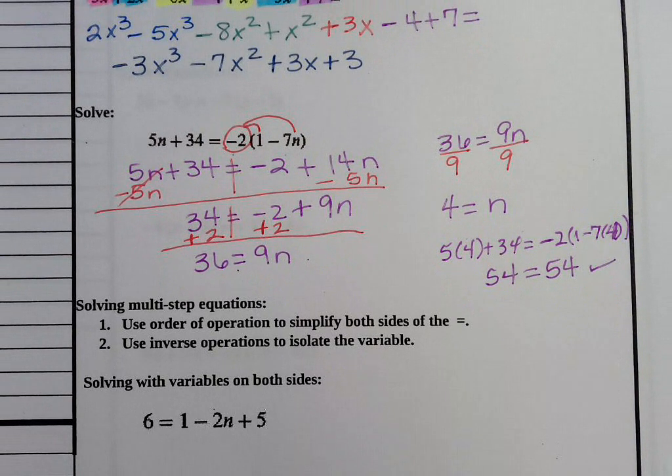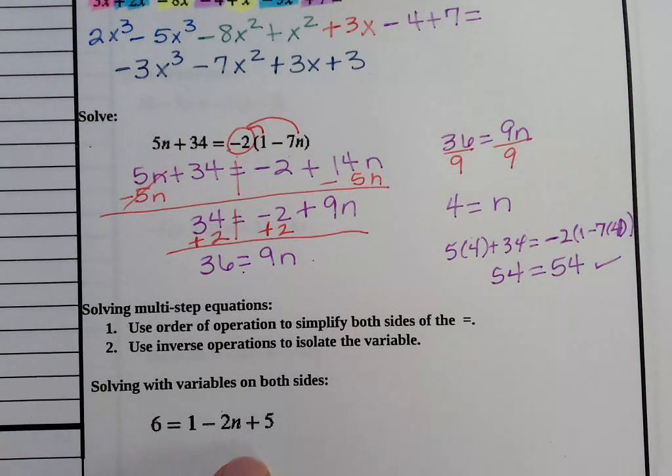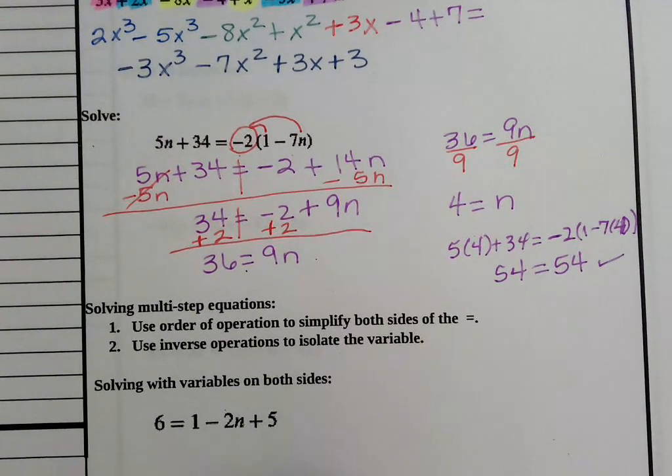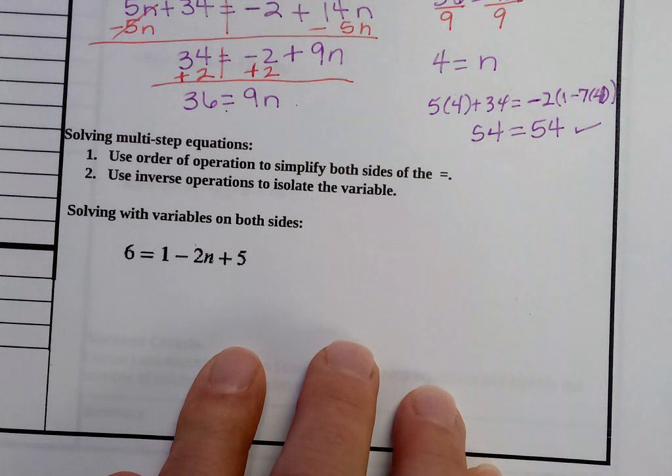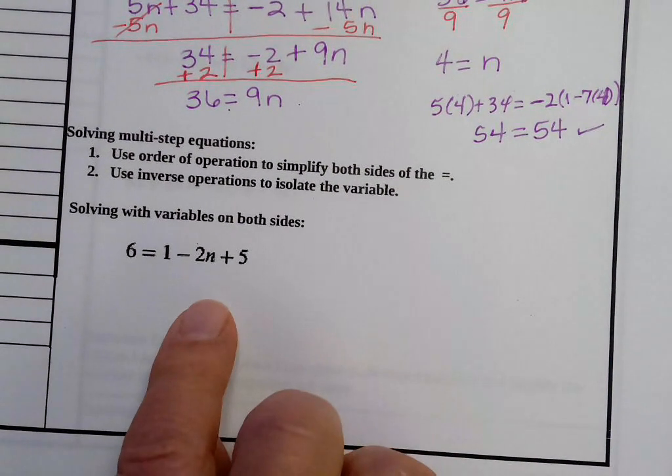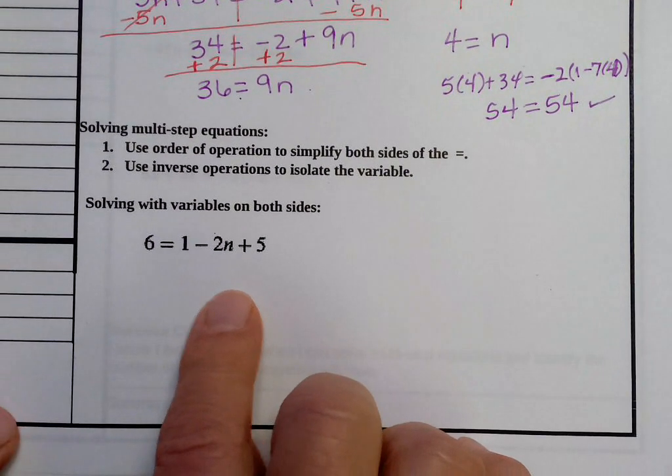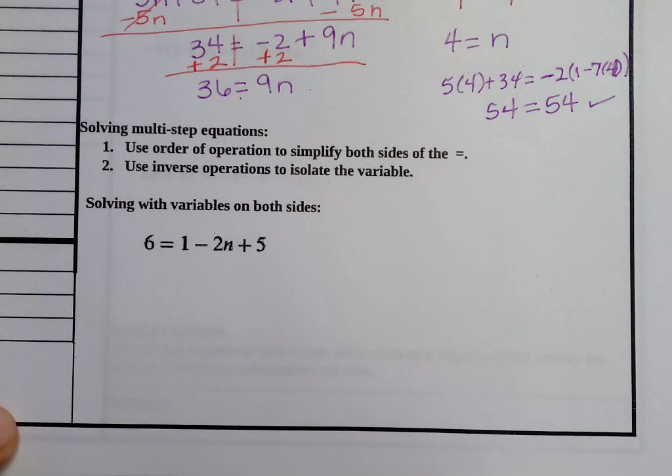Multi-step equations use order of operations to simplify both sides of the equal sign first. Then you use your inverse operations to isolate the variable. So solving with variables on both sides, first thing I have to do is look on both sides and see if they're simplified. As I'm looking, I see that the right side is not simplified. I've got numbers, so I've got to combine the numbers.